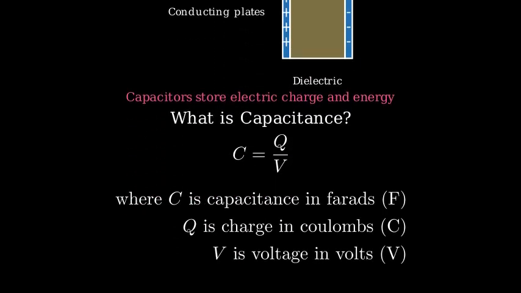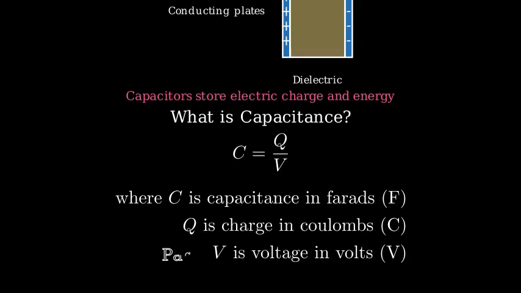The most common type of capacitor is the parallel plate capacitor. For a parallel plate capacitor, the capacitance depends on three factors: the area of the plates, the distance between them, and the dielectric material between them. The formula for the capacitance of a parallel plate capacitor is C equals epsilon naught times epsilon r times A divided by D, where epsilon naught is the permittivity of free space, epsilon r is the relative permittivity of the dielectric, A is the area of the plates, and D is the distance between them.